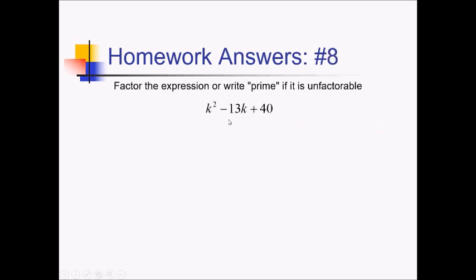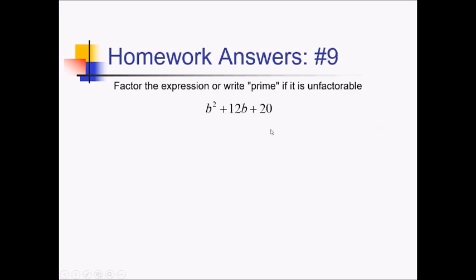To factor this trinomial, I need factors of 40 that add up to negative 13. Because this is a positive constant, that tells me my factors must both be the same sign, and if they add up to a negative, they must both be negative then. So things that multiply to 40 and add up to 13, 1 and 40, nope, that doesn't work. 2 and 20 adds up to 22, 4 and 10 adds up to 14, so that's pretty close, but not quite what we need. How about 5 and 8? Well, if I had negative 5 and negative 8, that would add up to negative 13. So then my answer is going to be k minus 5, parentheses k minus 8.